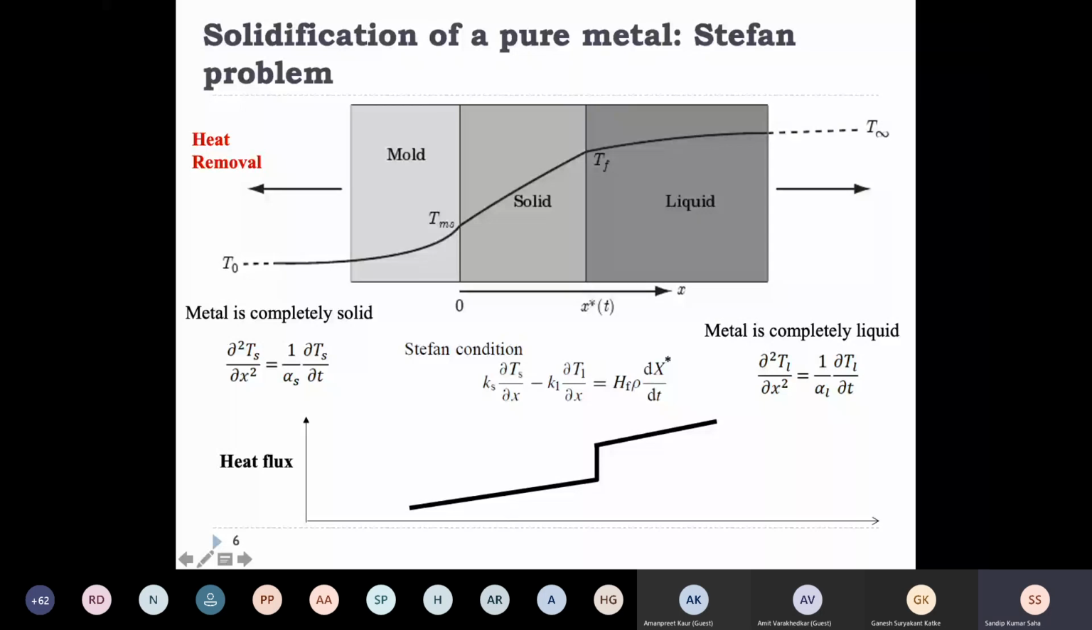Now how to solve this equation? There are many ways you can solve it. One way is that you can assume this material as a semi-infinite medium, and you can apply those equations and solve the problem. Another way is that you can use some integral method to solve this problem also. But Stefan used that semi-infinite medium approach and solved this problem.